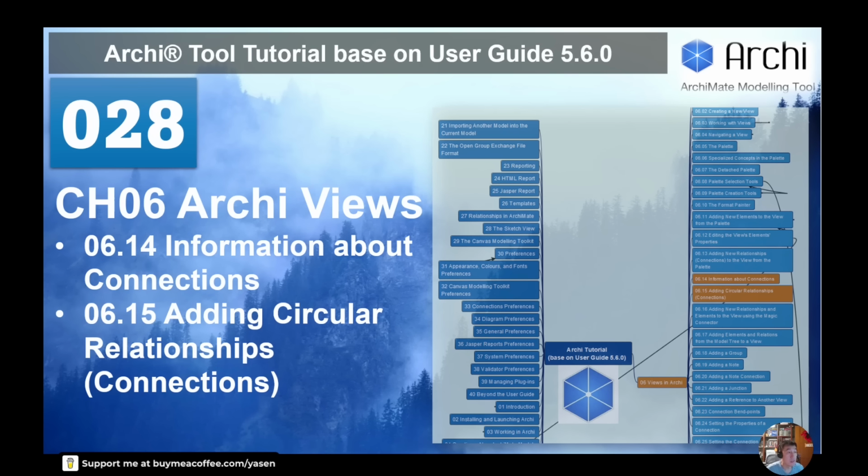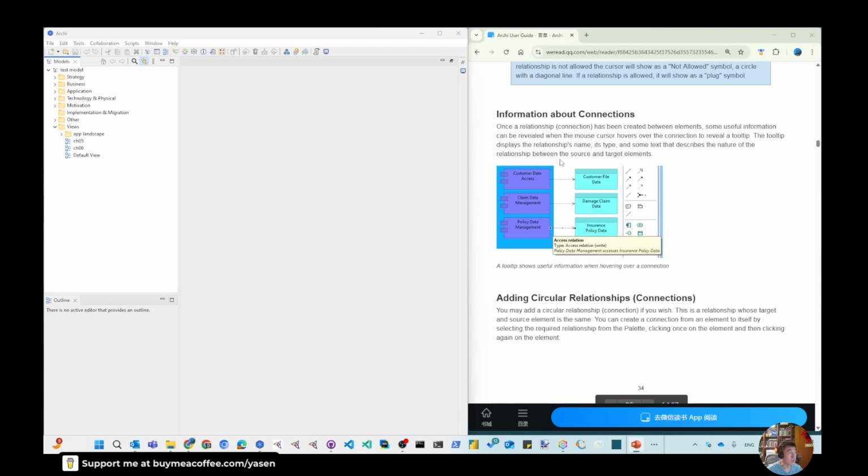15 to explain the information about the connection and how to add the circular relationship. So that is the content for these two chapters. So information about the connection is, once our relation is established, you can see some useful information. So let's build this quick model.